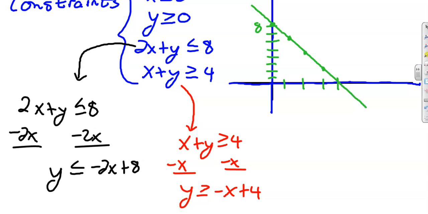Then for negative x plus 4, that one we're going to start at positive 4. 2, 3, 4. Slope is negative 1, so down 1 over 1, down 1 over 1, and down 1 over 1. And one more would get us right here.